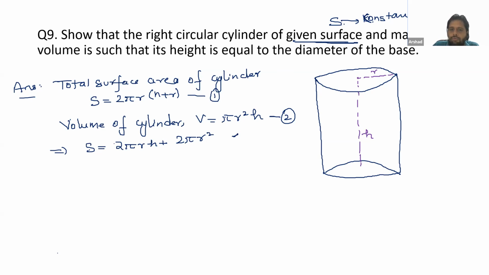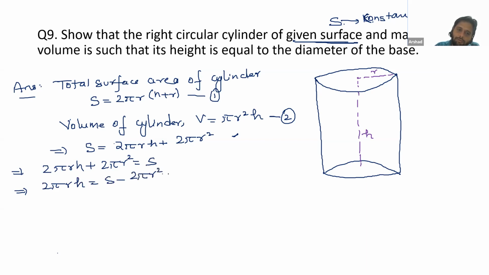Who can tell me which is more simple for us? Someone has given the answer. Very good. Good, Darshan. Okay, we will find h. So please check, all of you check here. 2 pi rh plus 2 pi r square is equal to S. Now shift the second term to the right side. So S minus 2 pi r square. Now write h is equal to S minus 2 pi r square by 2 pi r. Okay, so you get this value of h.